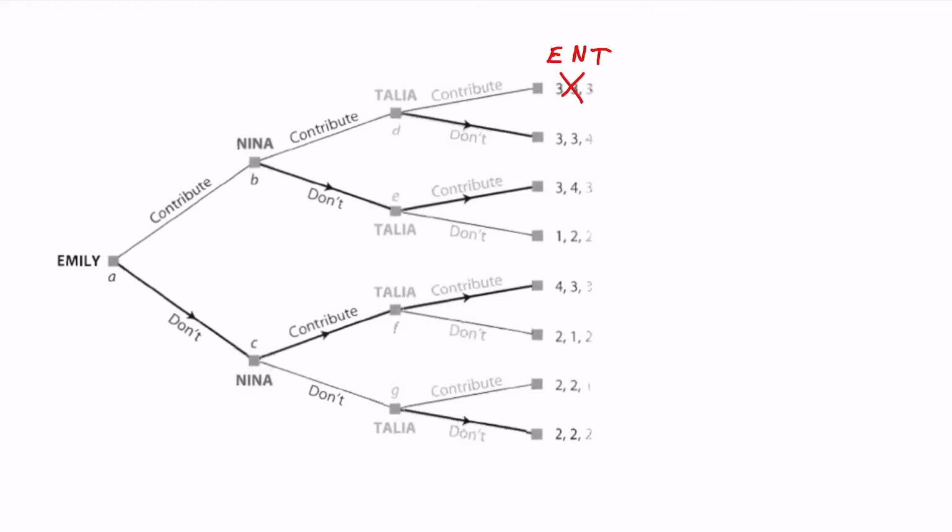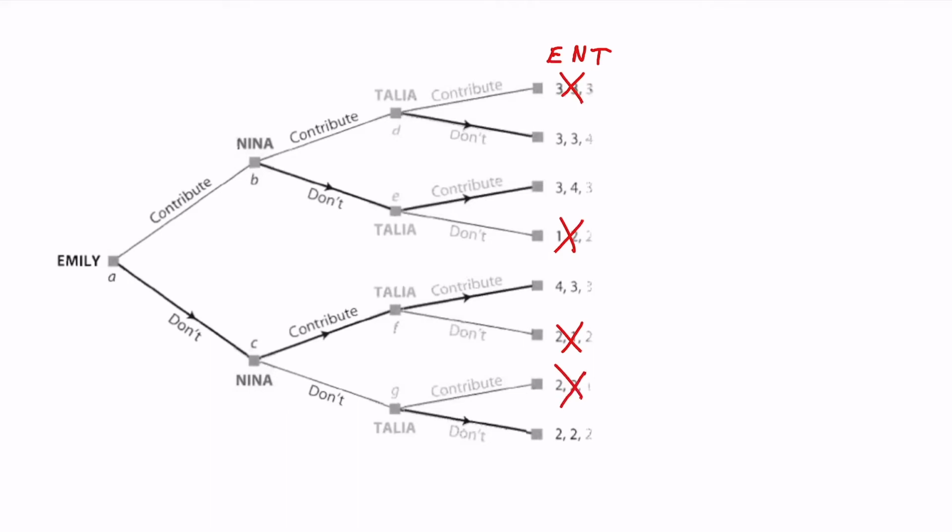Okay, let's continue with this node. Emily contributed. Nina didn't. What would Talia do? Of course, she would choose the upper way, because she wants to get 3 instead of 2. Thus, we can eliminate this outcome as well. So here, we can eliminate this one, because Talia would choose contributing. Then finally, we can eliminate this one since Talia will choose not to contribute.